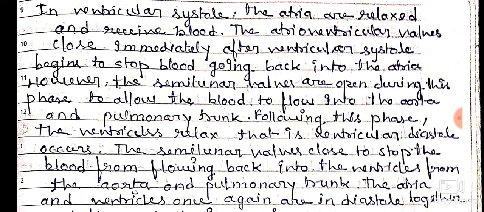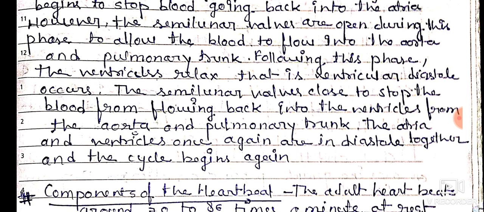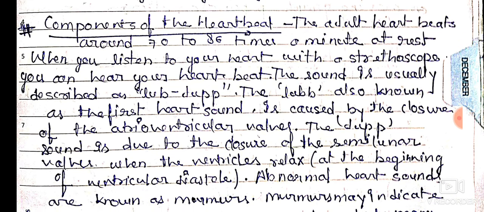However, the semilunar valves are open during this phase to allow the blood to flow into the aorta and pulmonary trunk. Following this phase, the ventricles relax, that is, ventricular diastole occurs. The semilunar valves close to stop the blood from flowing back into the ventricles from the aorta and pulmonary trunk. The atria and ventricles once again are in diastole together and the cycle begins again.